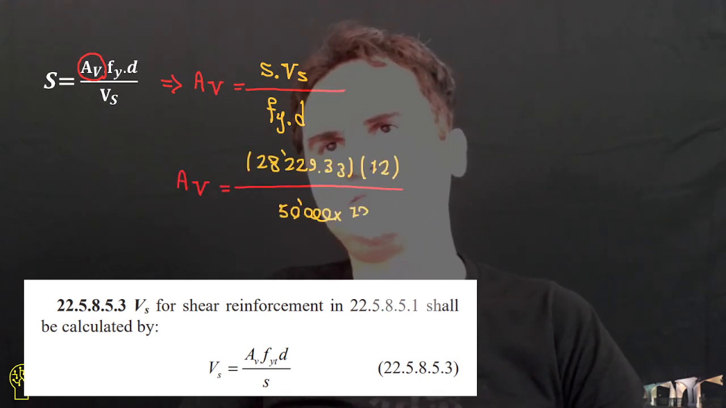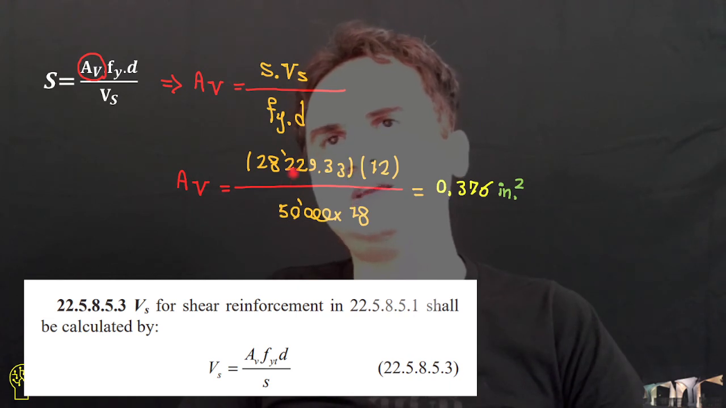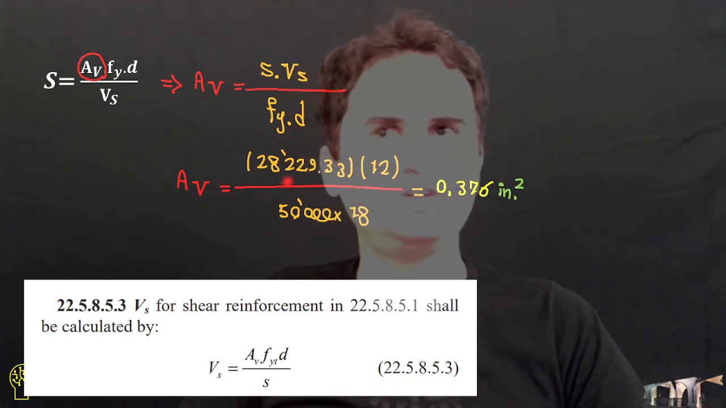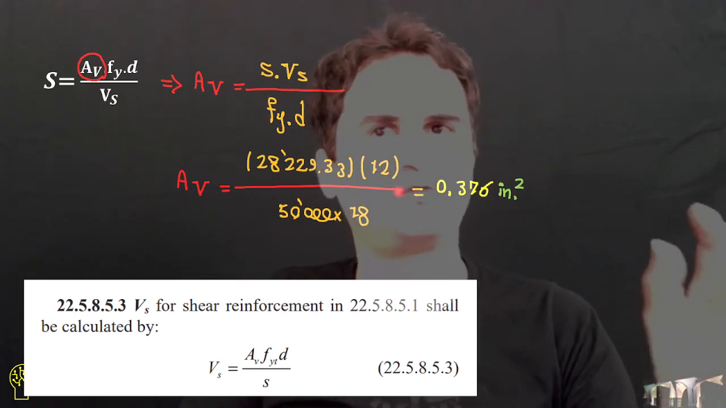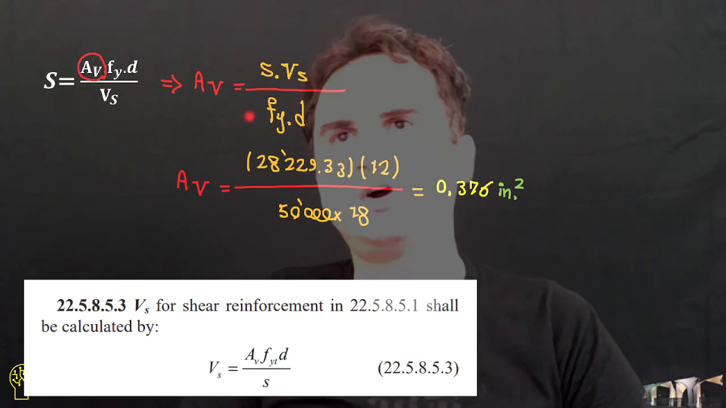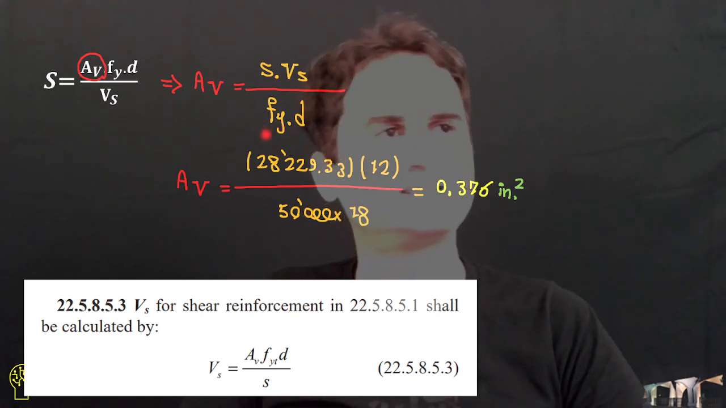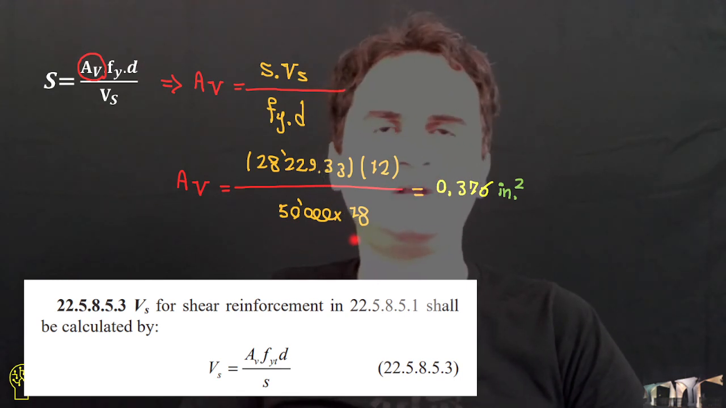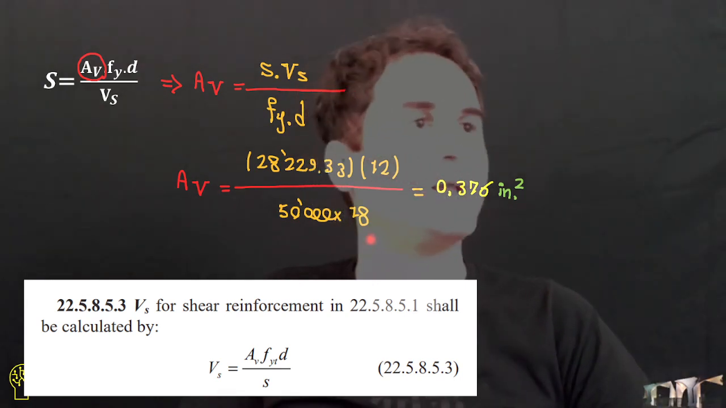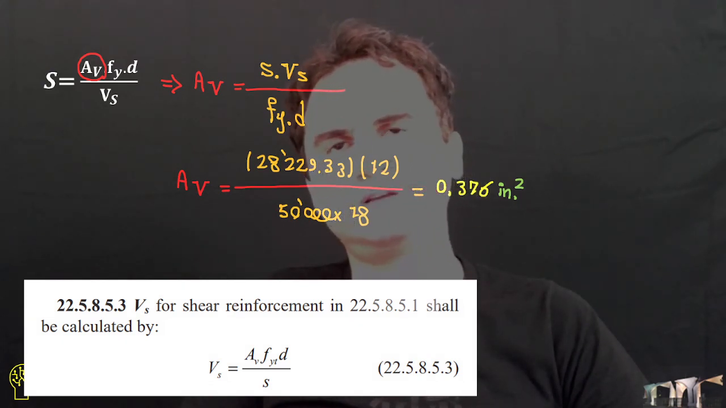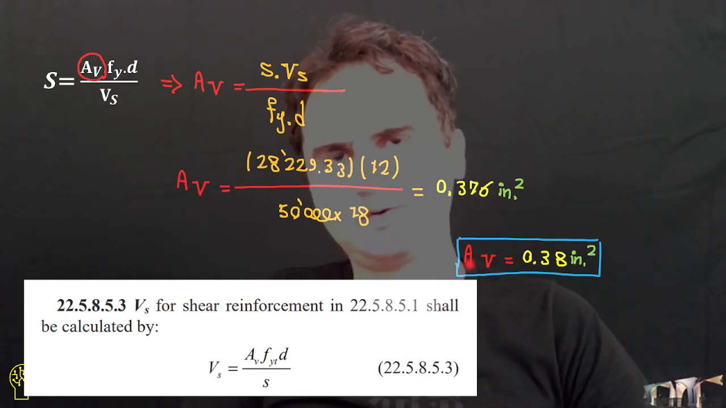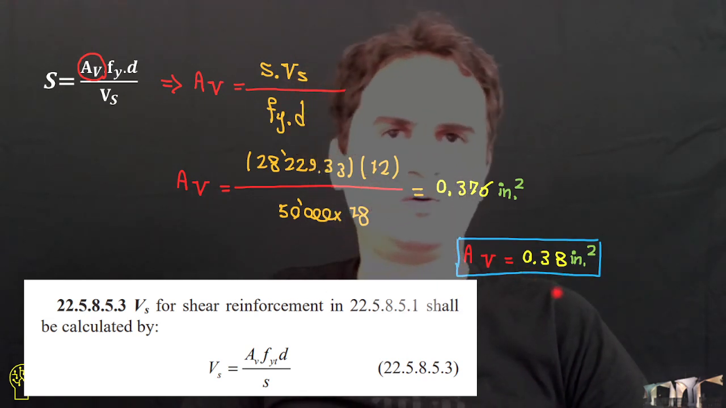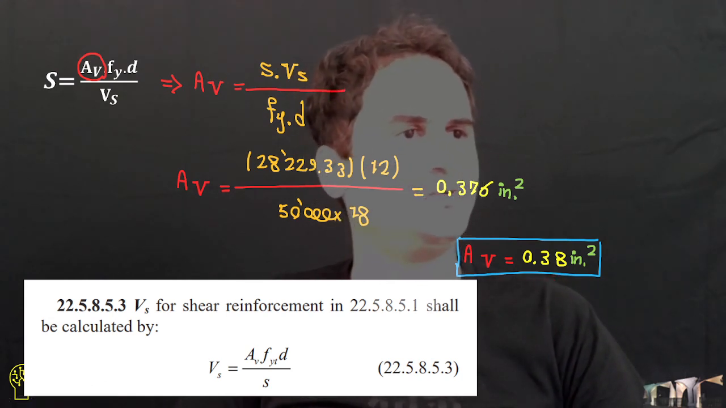So it gives us the Vs, which we calculated in the previous stage, almost 28,000, times the stirrup spacing, which is provided as 12 inches in the problem statement, over fy, the yield stress of steel, which is 50,000, times the effective depth of our cross section, which is 18 inches. If you do so, it gives us a numeric value in square inches. So Av, the area of stirrups, is 0.038 square inches. Thank you. Solve more problems.